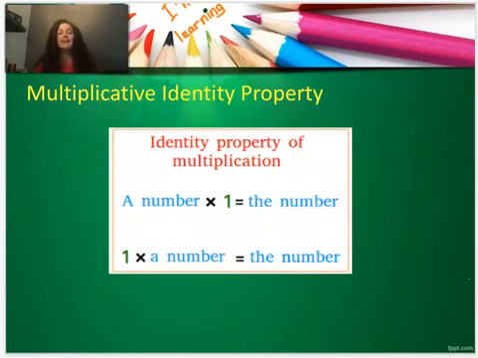All right, the identity property of multiplication. Sometimes it's called the multiplicative identity property. Sometimes it's called the identity property of multiplication. So a number times 1 is still that same number back, or if you reverse that order, 1 times a number is still the number.